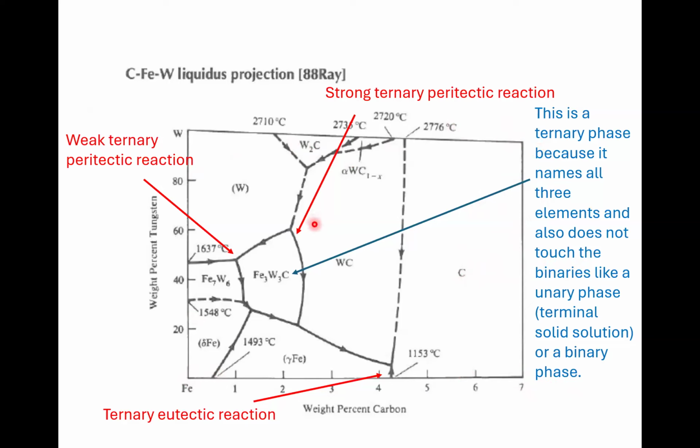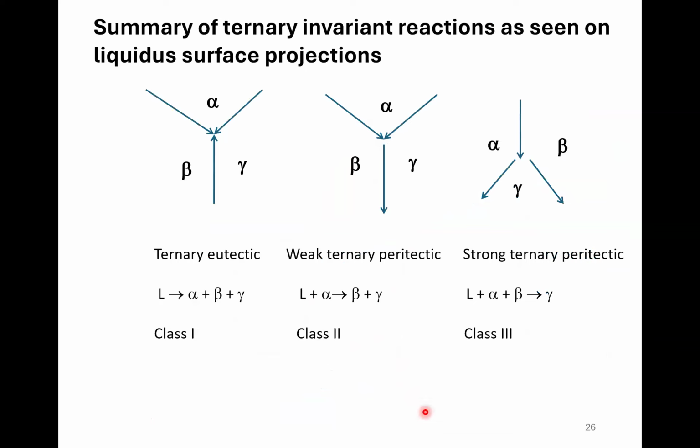So this is nice because we've got a weak ternary peritectic, 2 arrows in, 1 out, a strong ternary peritectic, 1 arrow in and 2 out, and a ternary eutectic reaction, 3 arrows in, more of that. And here we are explaining that. So ternary eutectic, it's liquid going to 3 different solid phases.